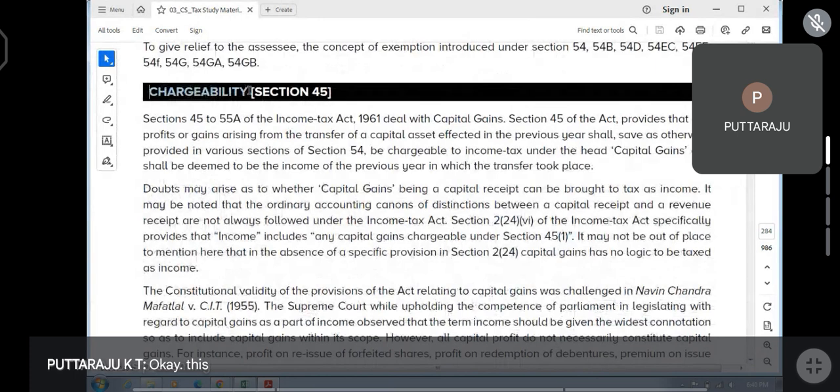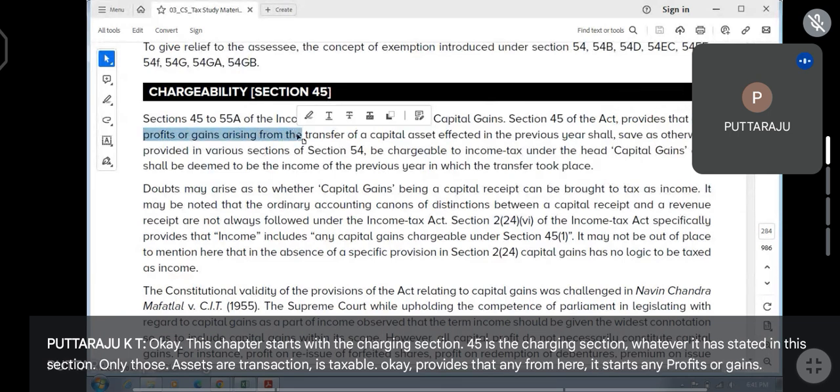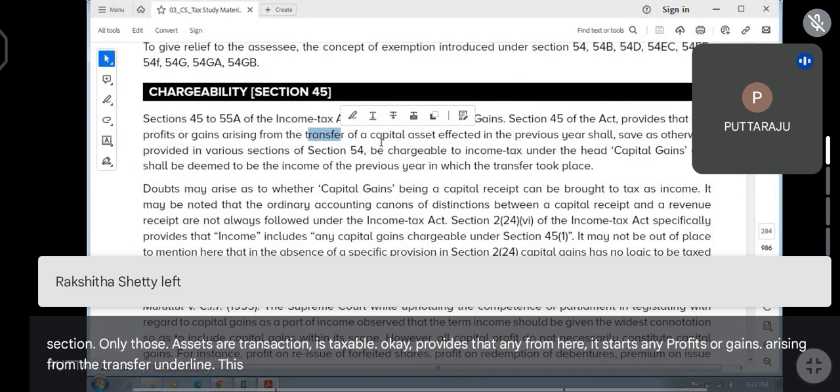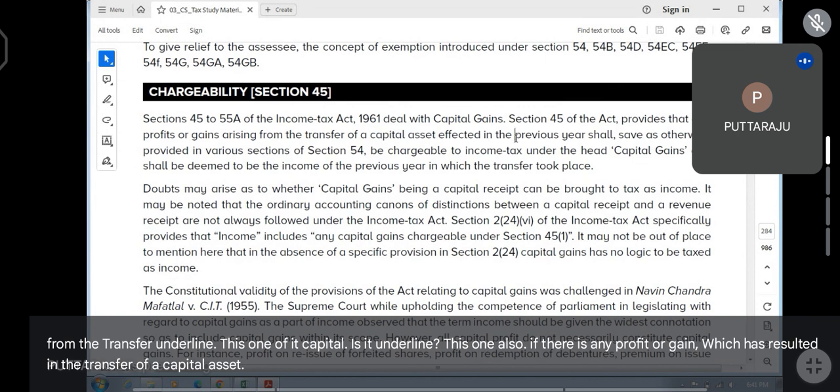This chapter starts with the charging section. Section 45 is the charging section. Whatever it has stated in this section, only those assets or transactions are taxable. It provides that any profits or gains arising from the transfer of a capital asset, underline these, effected during the previous year, shall be chargeable to tax under this head.